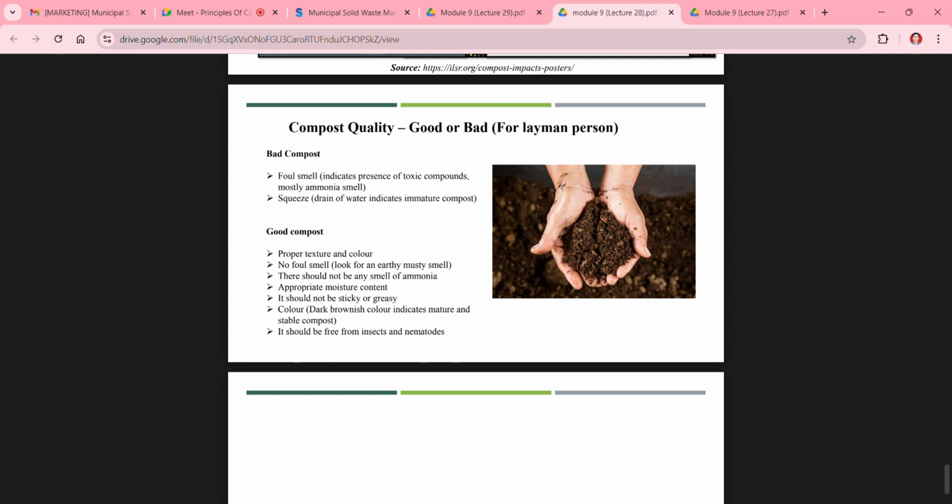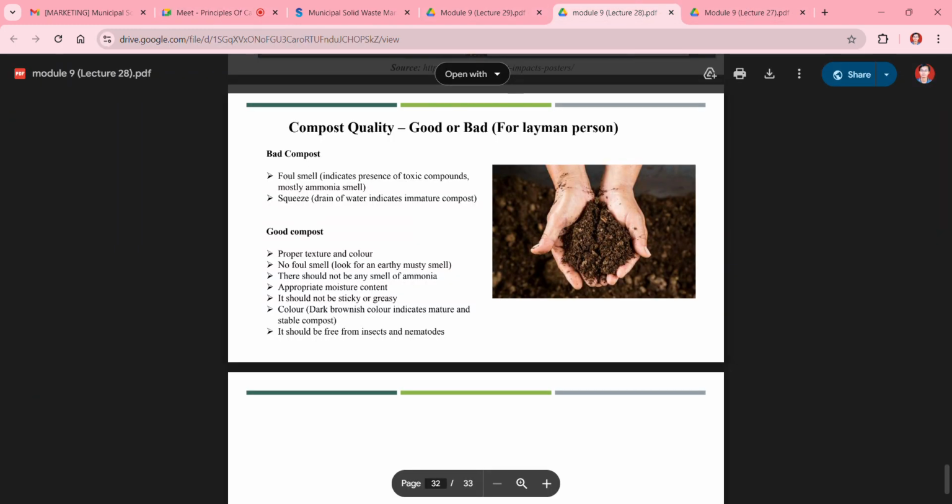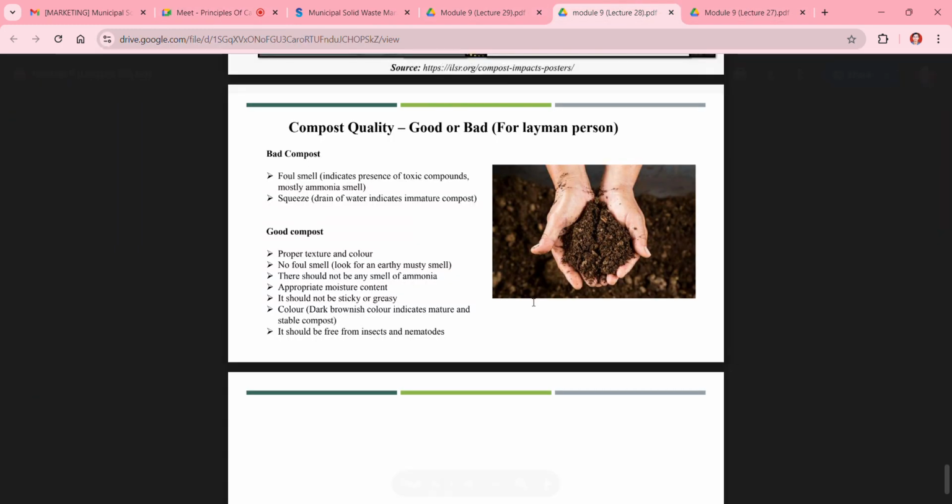Then if that compost is good, proper texture and color will be there. Then no foul smell will be there, and there should not be any smell of ammonia. It should have appropriate moisture content, and not be sticky or greasy. The color should be dark brownish, which indicates mature and stable compost. Then it should be free from insects and nematodes.